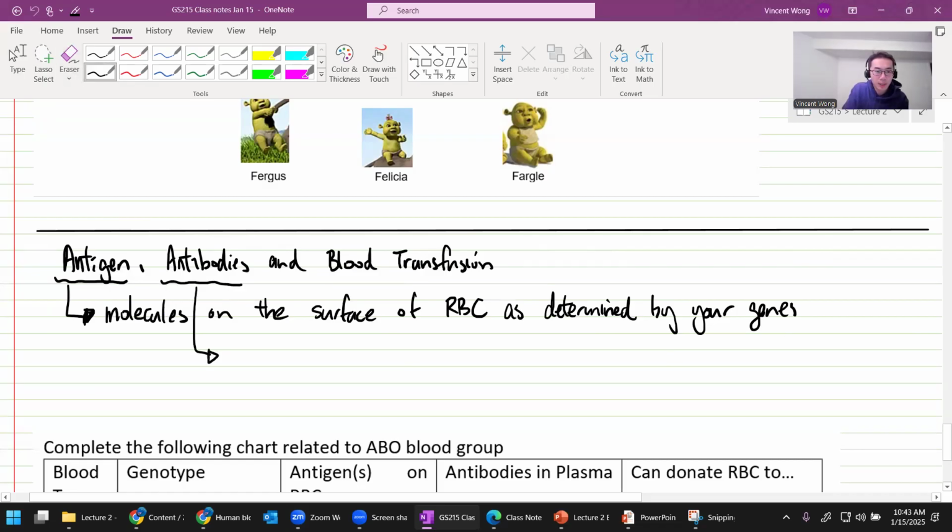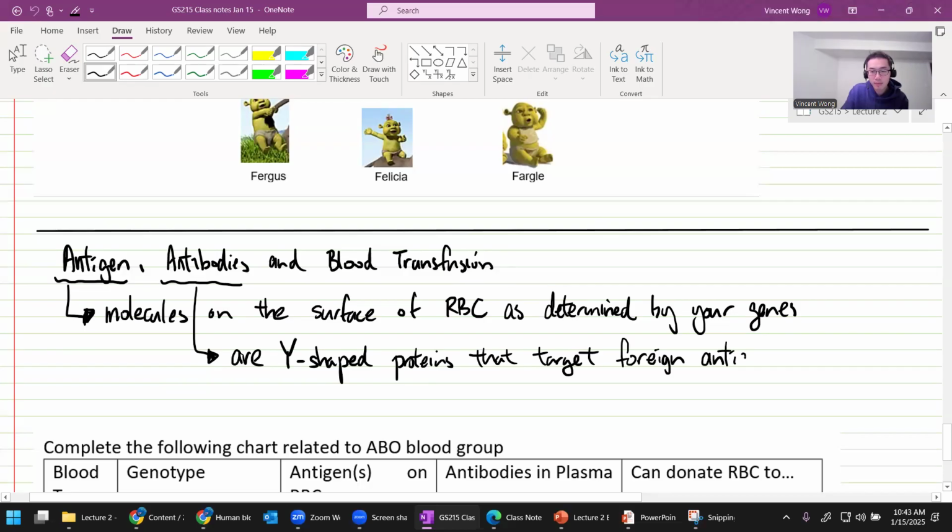Antibodies. What are antibodies? Antibodies are Y-shaped proteins that target foreign antigens.